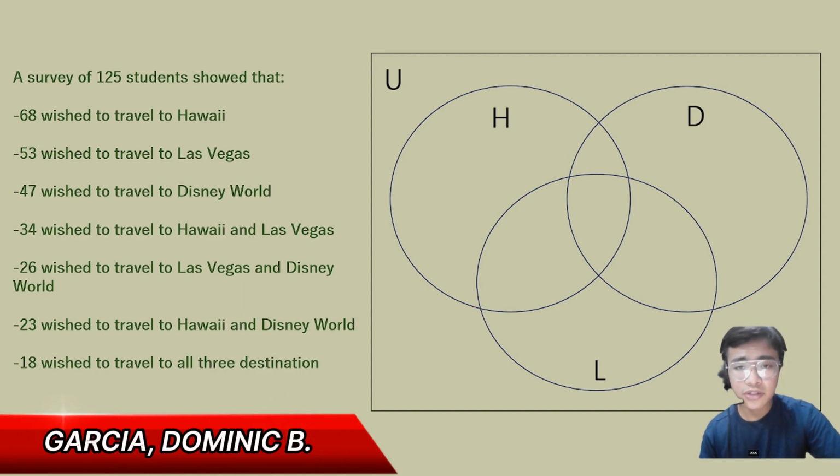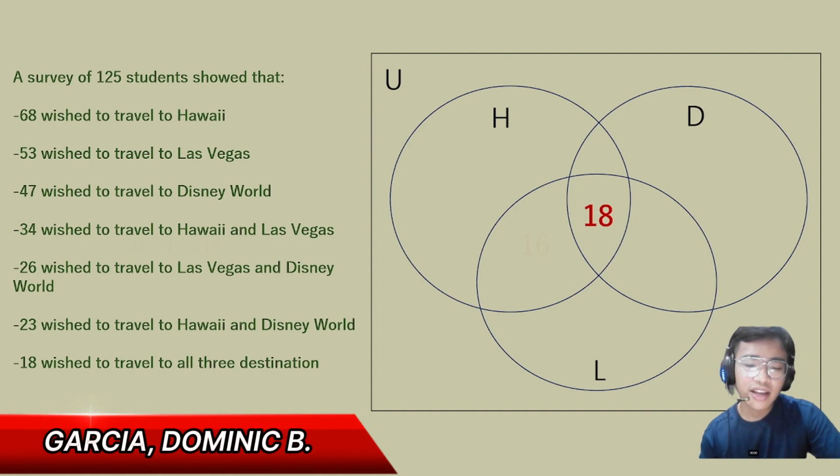First, we should get the middle value of our Venn diagram. As you can see here, 18 wish to travel to all three destinations from the last statement, so 18 should be in the middle of our Venn diagram. After that, we should get the value of our intersections. What are the intersections here? Hawaii intersection Las Vegas, Las Vegas intersection Disney World, and Hawaii intersection Disney World.